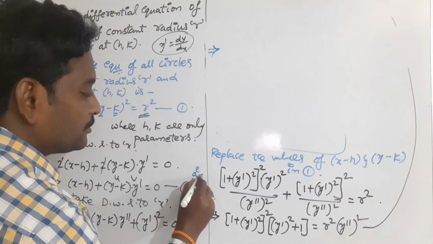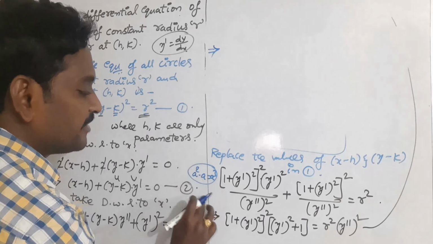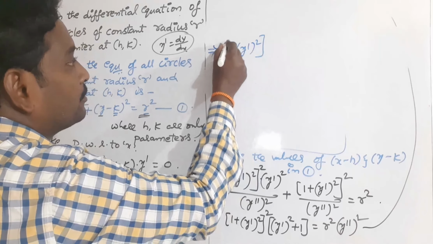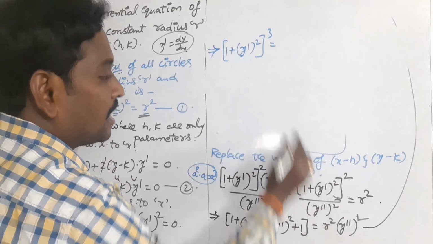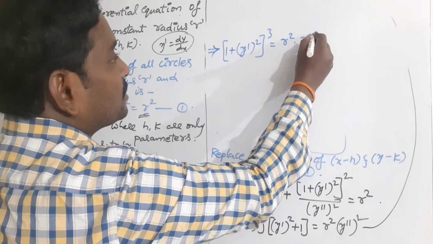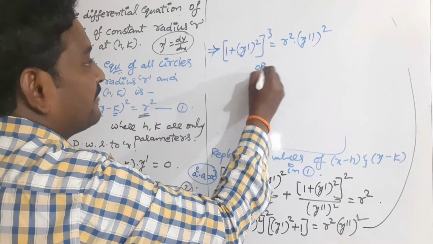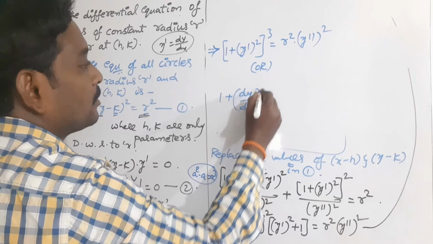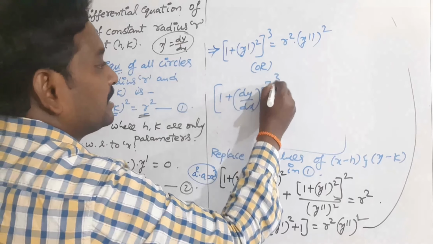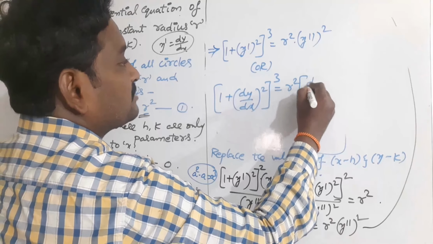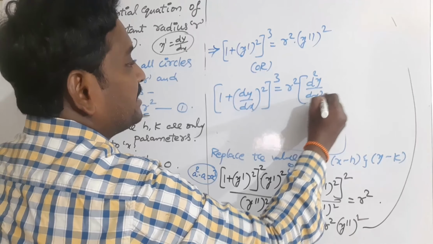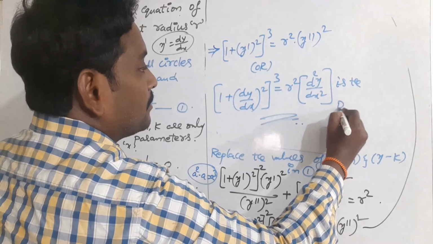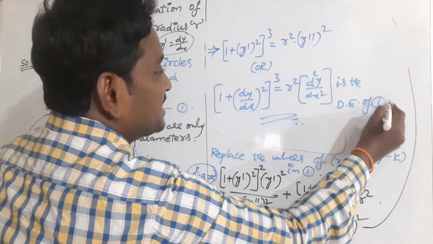A square into a can be written as a cube. In this way it becomes (1 plus y dash whole square) whole cube is equal to r square into y double dash whole square. Otherwise I will write this as (1 plus (dy by dx) whole square) whole cube is equal to r square into, what is y double dash? d square y by dx square. This is the differential equation of the given family of circles.